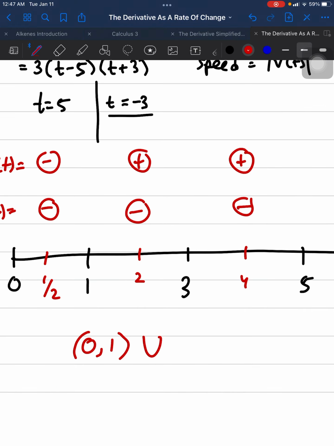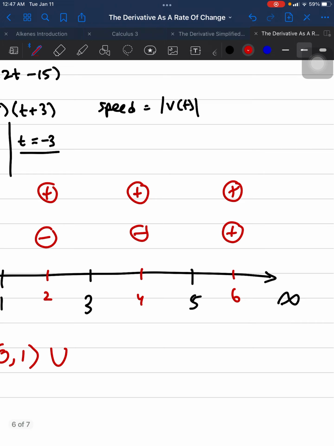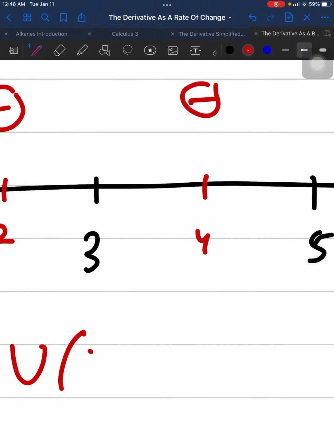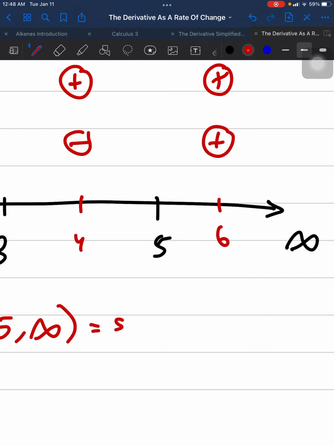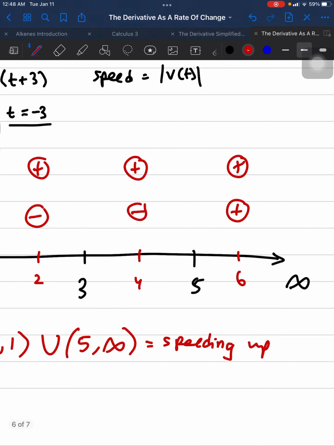And this symbol right here means and. In between 5 and infinity, the acceleration function and the velocity function are positive, so they're both speeding up. So in between these intervals, the object is speeding up.